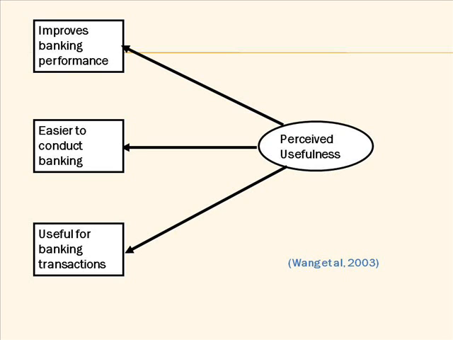In the case of perceived usefulness, it's represented by improves banking performance, by easier to conduct banking, and by useful for banking transactions. So each of these items are questions on the questionnaire which are asked using a Likert scale, which means it's a scale that goes from disagree strongly to agree strongly, with a 5-point or a 7-point scale.